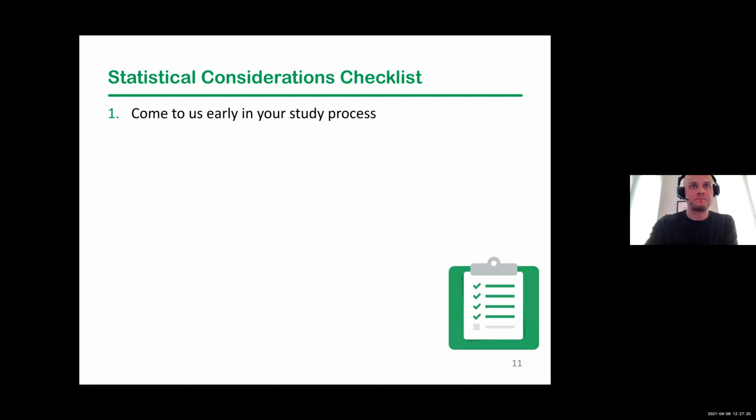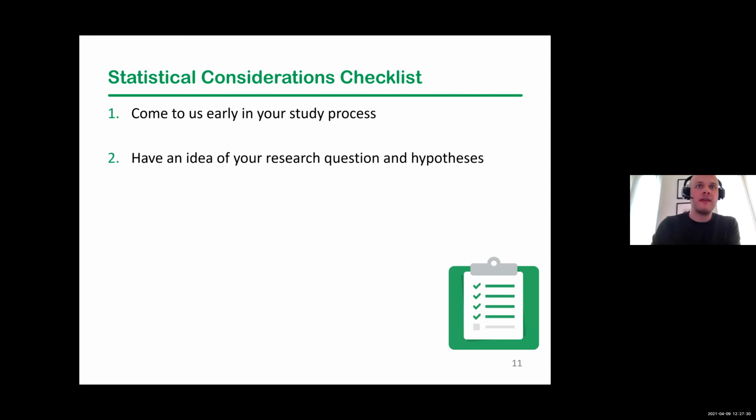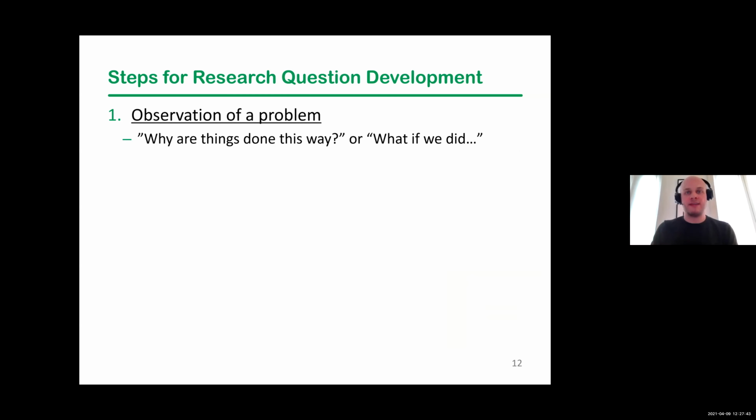So we talked about coming to us early. We've beat that one to death. The next one is have an idea of your research question and your hypothesis. So we love to be involved as early as possible. So the question is, when should you come to us in your research process?